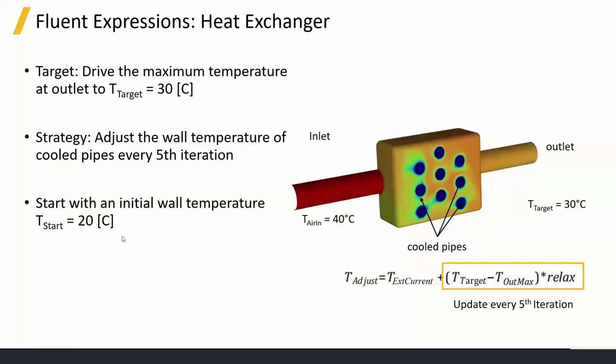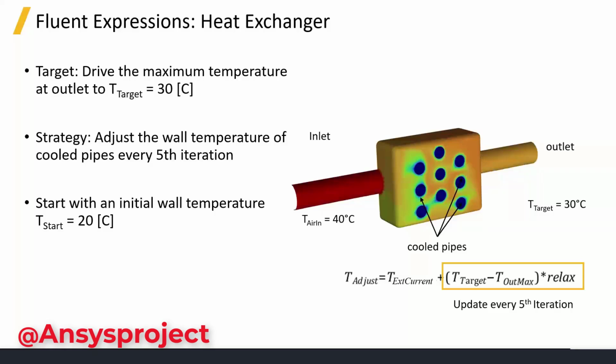So let's wrap up the first part of the slides by quickly looking at an example here, which will show a few different things. So we've got a heat exchanger here. We want to drive the maximum temperature at the outlet to be 30 degrees C, and we want to adjust the wall temperature of the cooled pipes. We'll do it every 5th iteration so that we give the flow a chance to settle down.